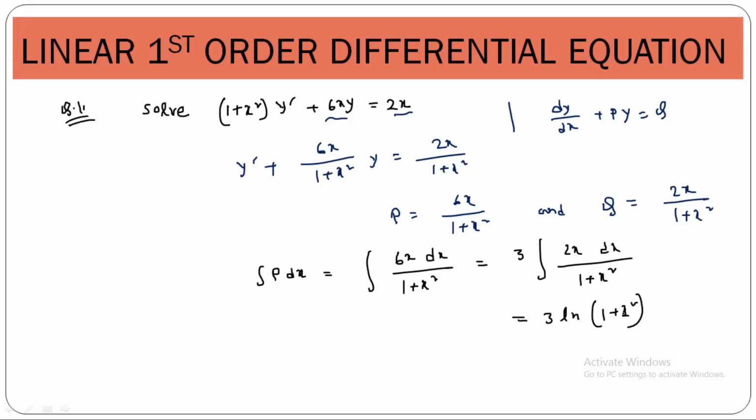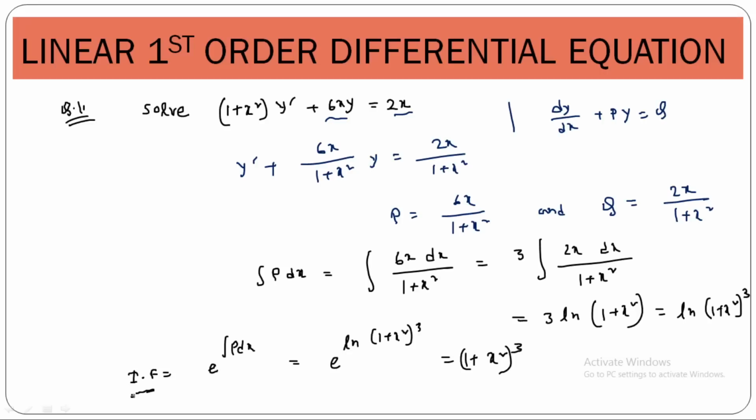Now for e to the power integration p dx, you can write it in this way: ln of 1 plus x square to the power 3. Now what is your integrating factor? Integrating factor is nothing but e to the power integration p dx, and that is nothing but e to the power ln 1 plus x square whole cube, and that is nothing but 1 plus x square whole cube. So we have the IF.